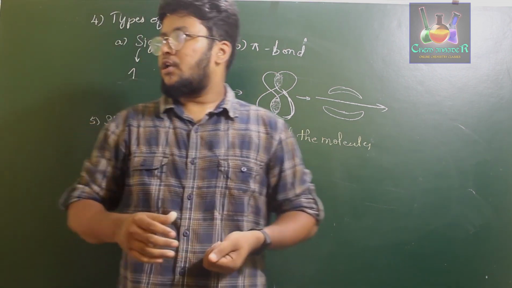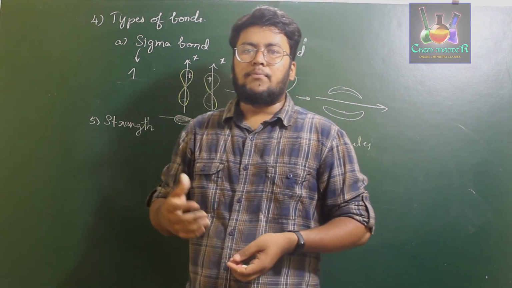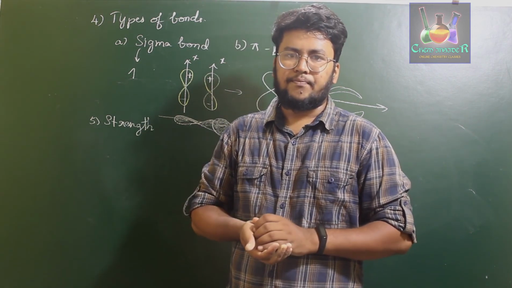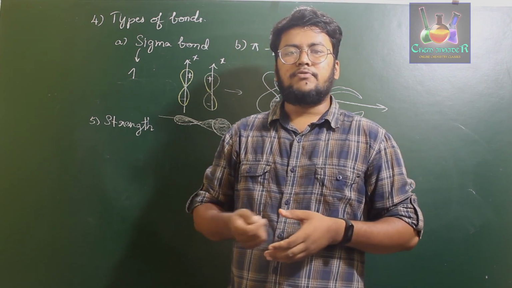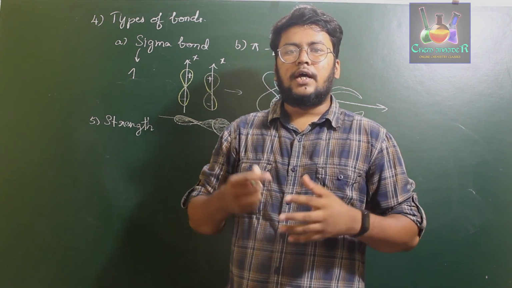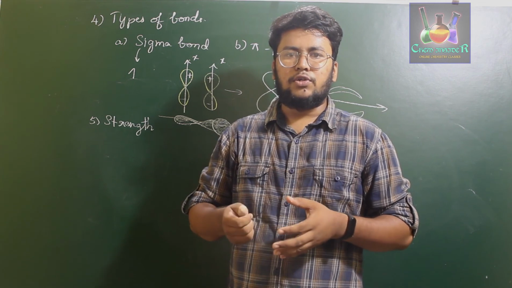So this is all about the overlapping and bond formation of a given molecule in the atomic orbitals, as explained by the valence bond theory. In the next class, we will be discussing hybridization and types of hybridization for a molecule to form a definite geometry.